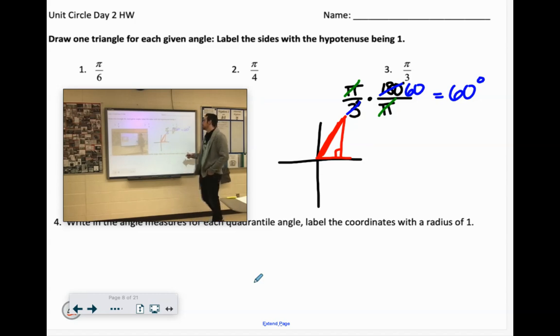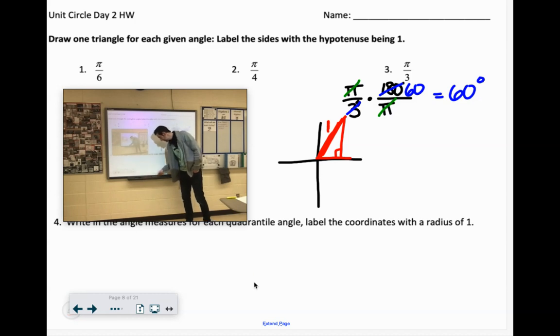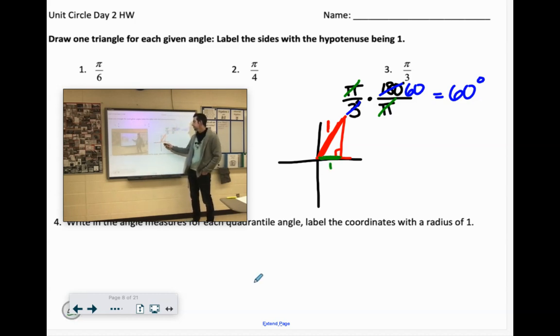Label the sides with the hypotenuse being 1. Okay. Our hypotenuse is 1. So remember, the short side would be 1/2 of that. So 1/2. And then the other side would be 1/2 times the square root of 3, which is root 3 over 2. Again, that's a number you're going to see so many times.